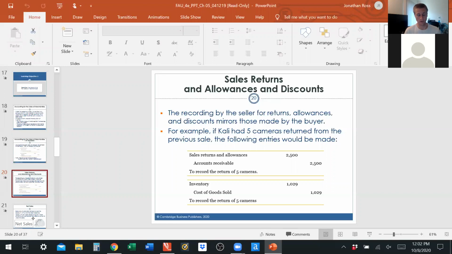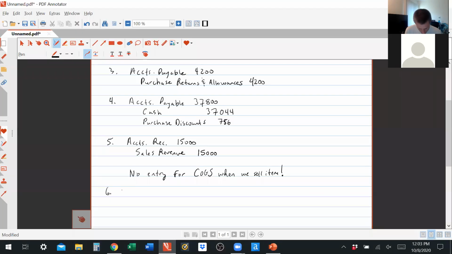You have to make that entry under both, which is, you reduce accounts receivable by how much the customer does not owe us now. What did we charge them for those 5? We charged them $500 each, right? So 5 times 500 is 2,500. We reduce accounts receivable. We don't have that account receivable with them anymore for those 5 cameras. And then instead of debiting sales revenue, we debit the contra sales revenue account, sales returns and allowances, for 2,500. And that has the effect of reducing sales revenue, right? It reduces the net sales revenue. So that entry is what we have to make under the periodic system.